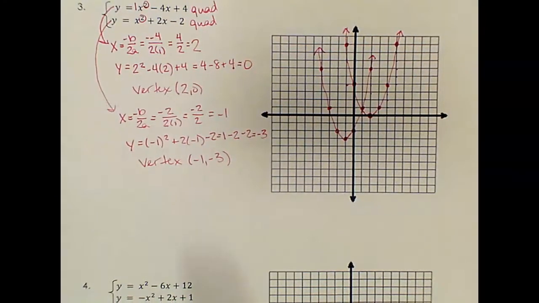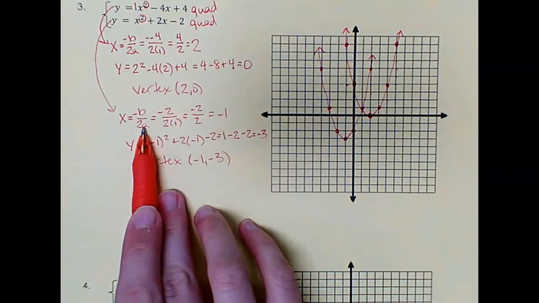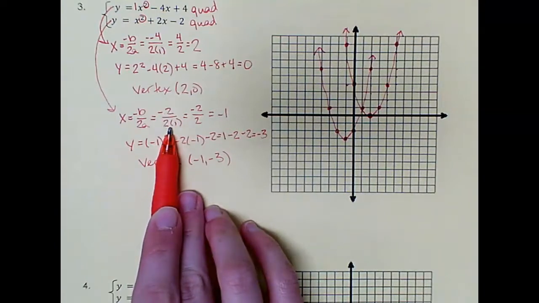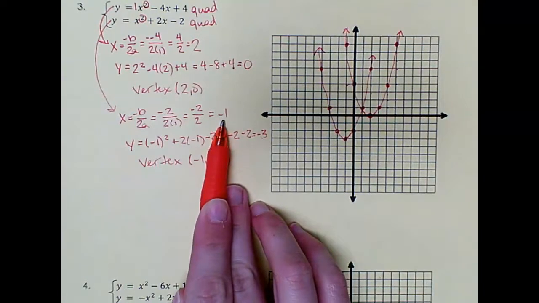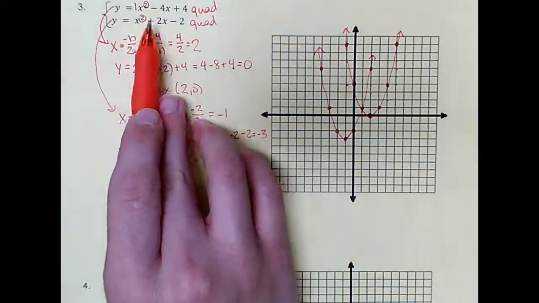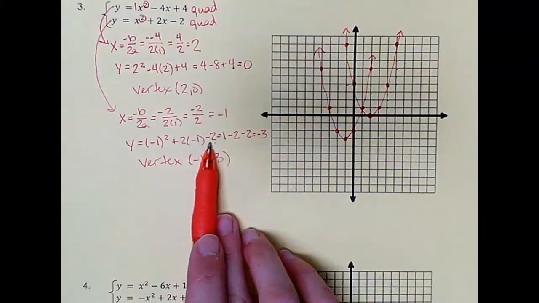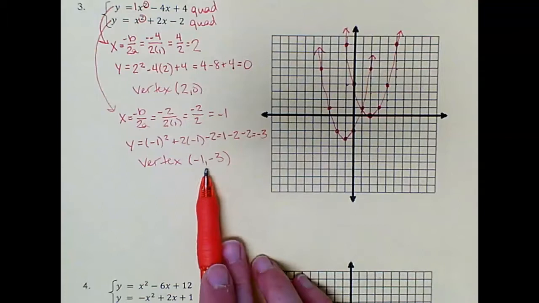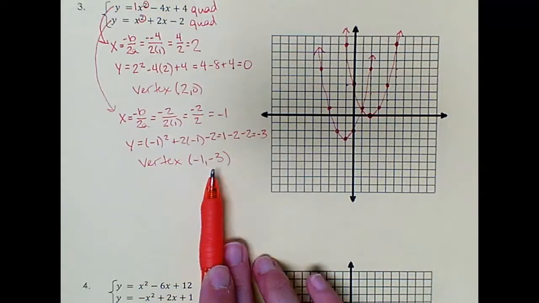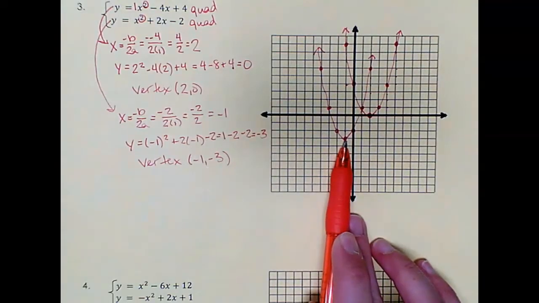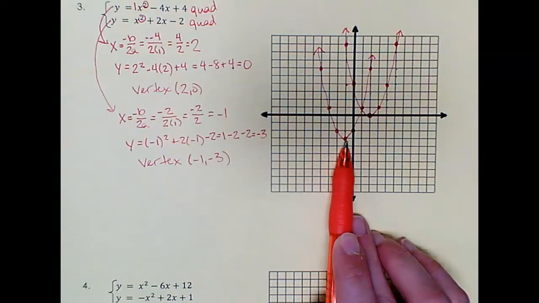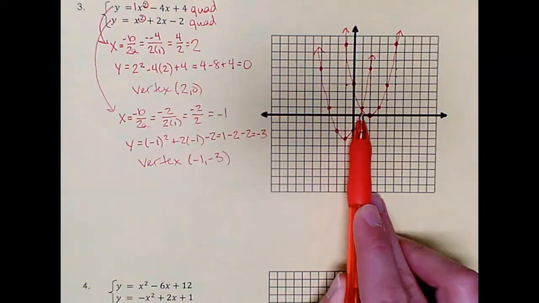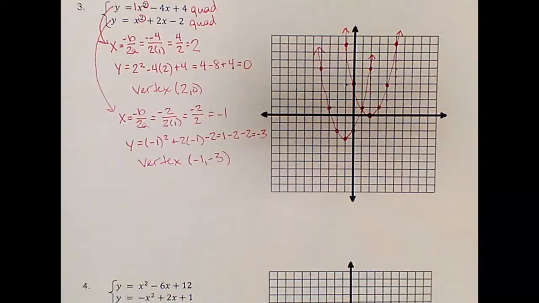So in this problem, negative b over 2a becomes negative 2 over 2 times 1. That simplifies to negative 1. When I substitute negative 1 for x in this second equation, I end up getting negative 3. So the vertex is at negative 1, negative 3, which is right here. I use my quadratic pattern to go over 1 up 1, over 1 up 3, over 1 up 5, and the same on the other side.